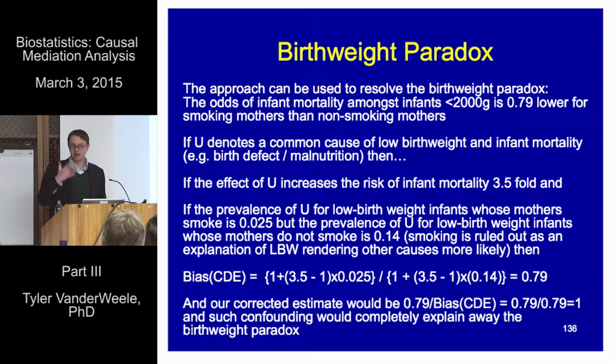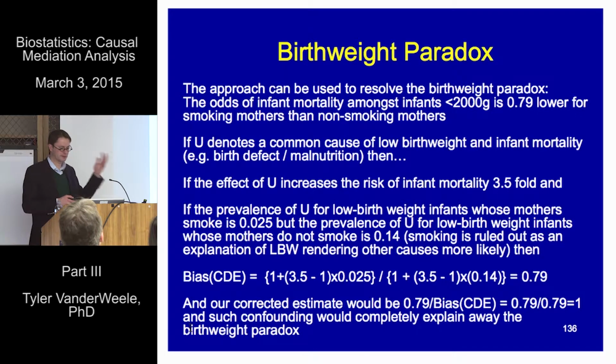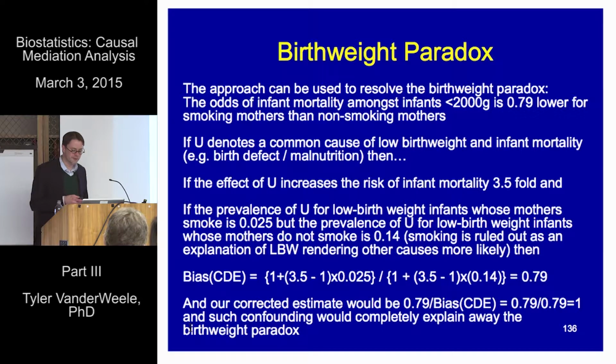So we can ask how much confounding would be needed for this explanation to be plausible. And we can just play around with the parameters and see how much would be needed to explain away the estimate. If we do so, and if we specify the effect of U, birth defect or malnutrition, on infant mortality as a 3.5-fold increase in the risk of infant mortality.